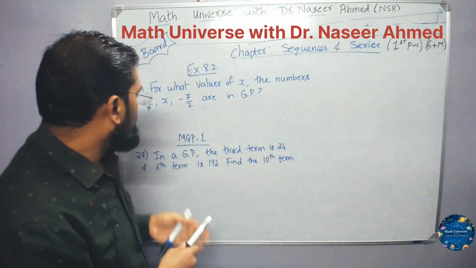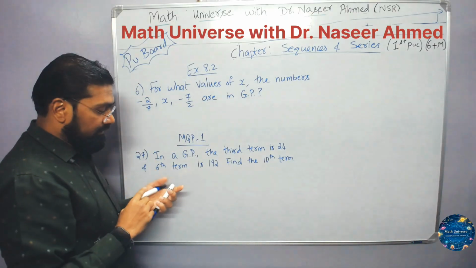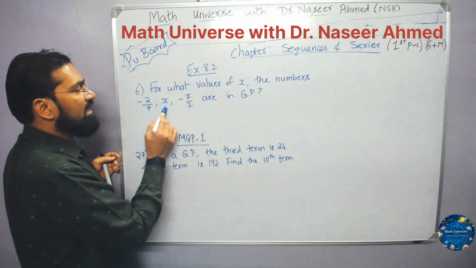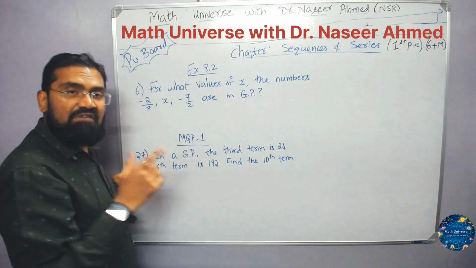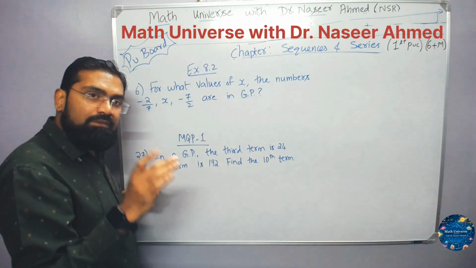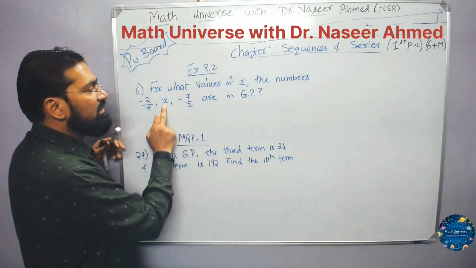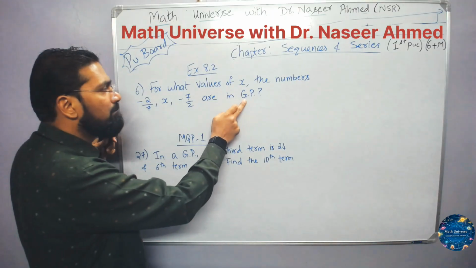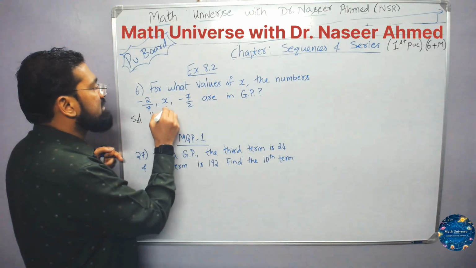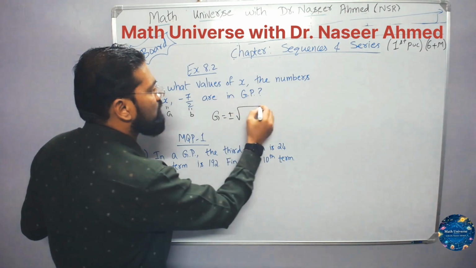Dear students, before going to the model question paper problems, let us take a problem from exercise 8.2 on geometric mean. The question says, for what values of x are the numbers minus 2 by 7, x, minus 7 by 2 in GP. When I was deriving the expression for geometric mean, I said A and B can be both positive and both negative. Between these two numbers, I have to get x such that it is in GP, geometric progression. So this is our A, this entire thing is G, this is our B. We know that G is equal to plus or minus square root of A into B.